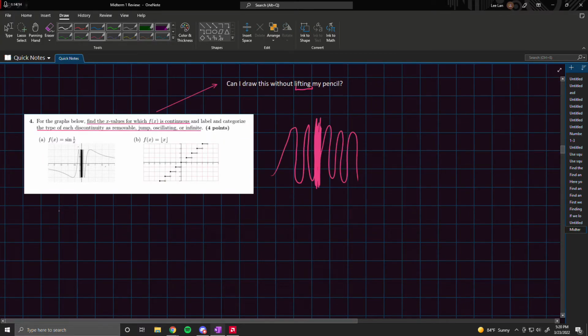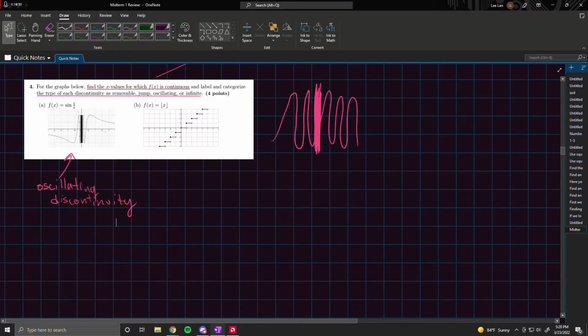So if we go back to the problem, let's see, what is this? This should be an oscillating discontinuity. But where is it? The first part of the problem: find the x values for which f of x is continuous. Okay, so I guess you could flip the question around. Where is sine of 1 over x discontinuous?